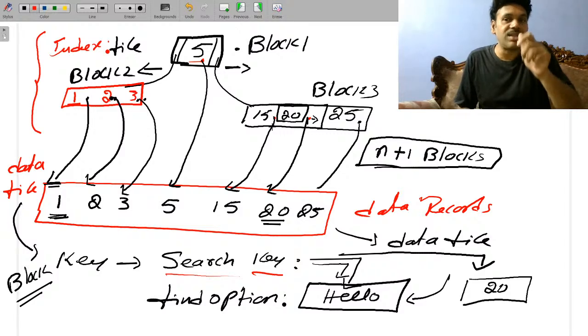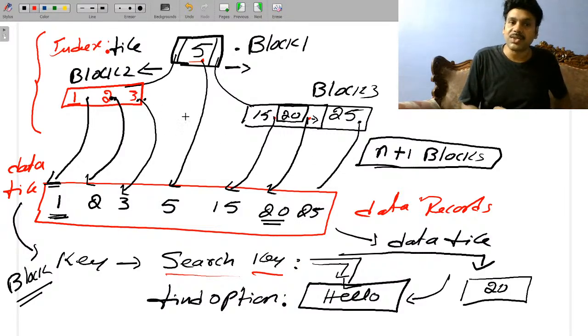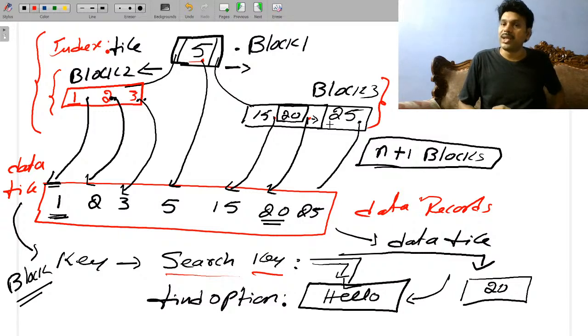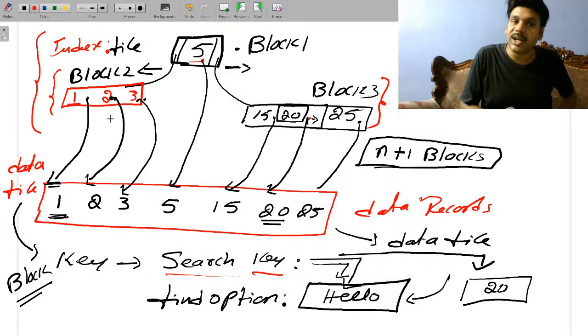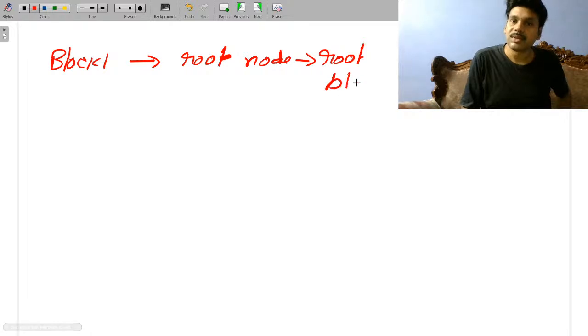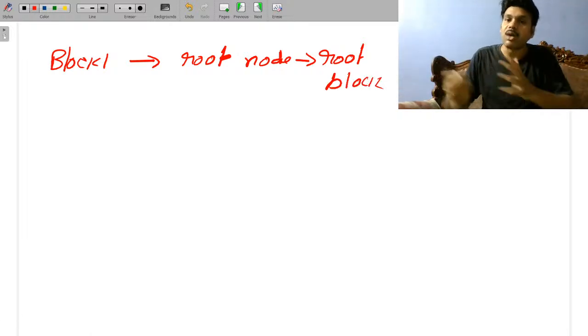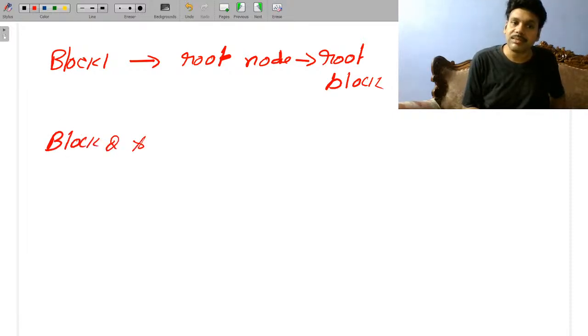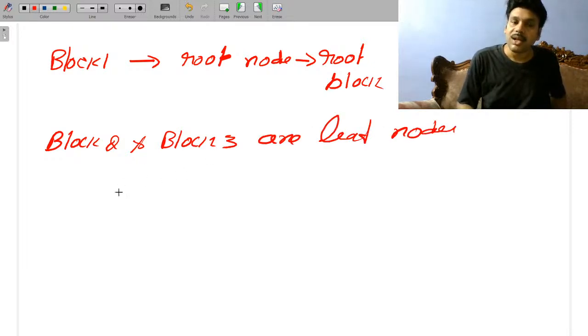So now, what do you find in this structure? Observe carefully. This is your leaf. Block 2 and block 3 are your leaf, because the leaf is the one ahead of the data file, which is trying to get your data. Block 1 is our root node. This is also called a root block, which is diverting to different blocks. And block 2 and block 3 are leaf nodes.